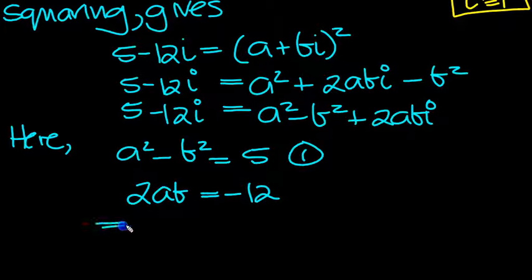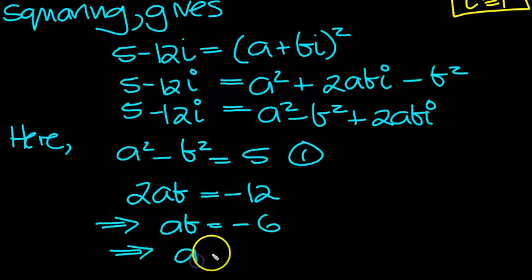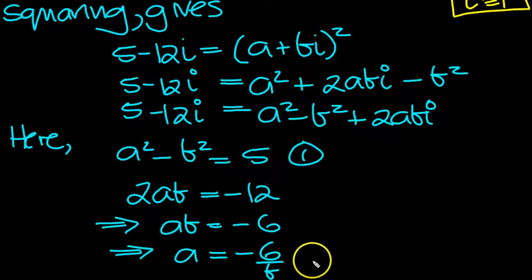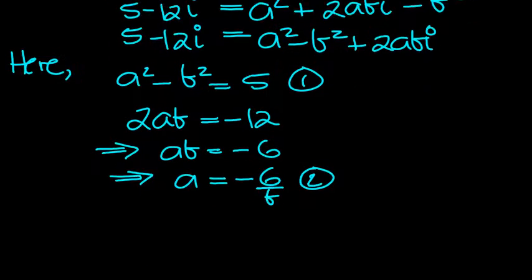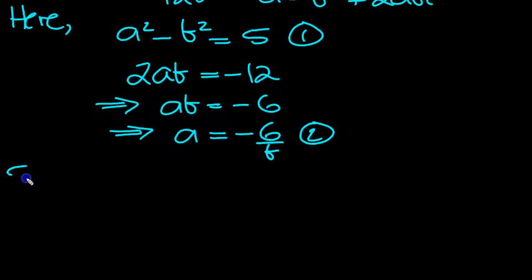So that tells us that ab is equal to minus 6, dividing by 2 both sides, and that tells us that a is equal to minus 6 over b, or the other way around if we prefer. So there's our second equation then. Let's sub 2 in 1 then and find out a and b.